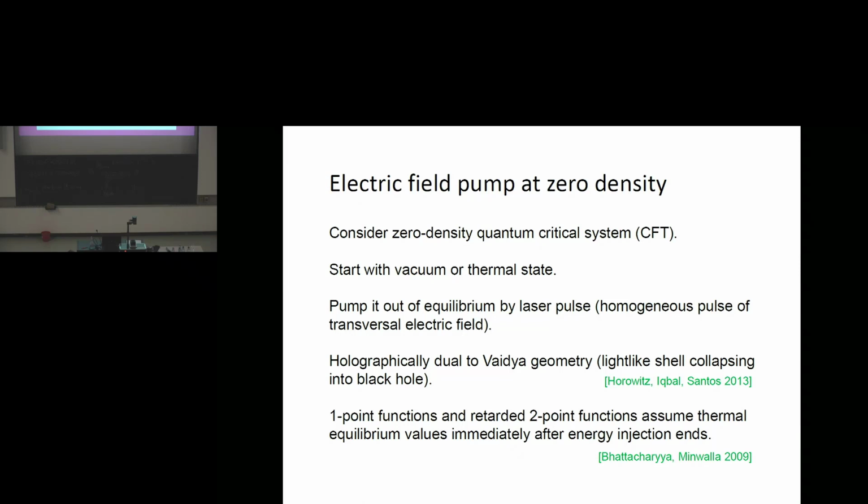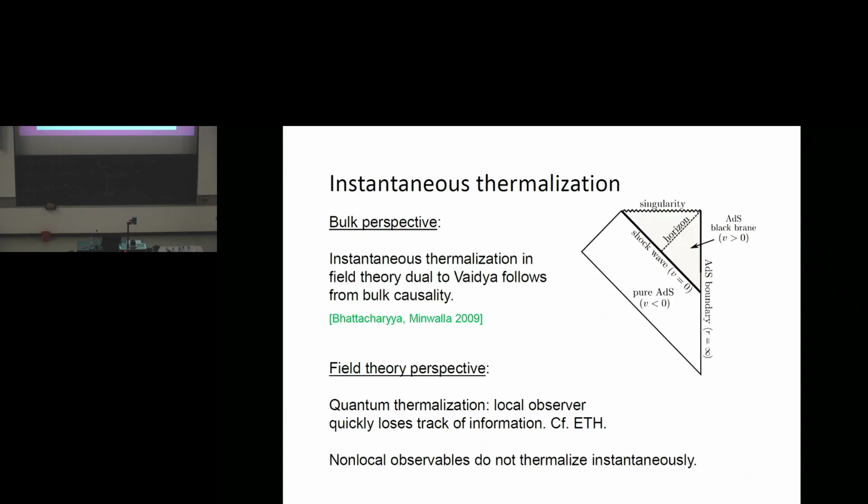Now, this immediate thermalization might sound confusing when you first hear about it. So let me say a little bit more about it. From a bulk perspective, it follows quite directly from causality in this system. So here is the light-like shell that excites the system. Now, if I perturb the system by a probe pulse after this injection and then measure what happens later on, by causality, everything that happens here is only sensitive to the geometry outside this light-like shell. And this is exactly a black brane geometry. So for these observables, the system is equivalent to a thermal system.